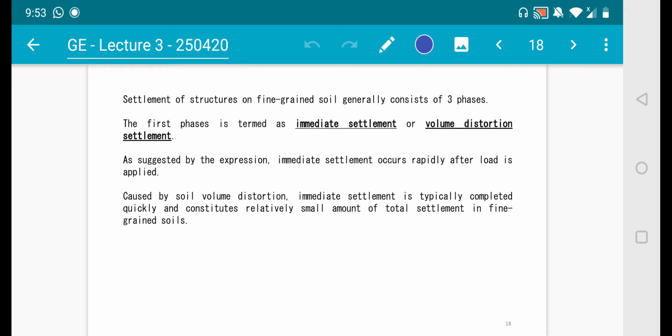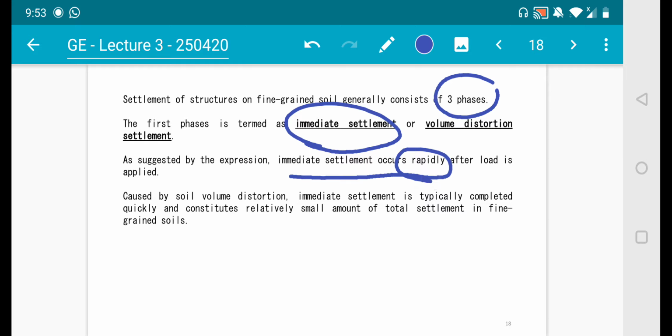Settlement of structures on fine-grained soil generally consists of 3 phases. The first phase is termed immediate settlement, or volume distortion settlement. I would like to just stick to immediate settlement here. As suggested by the expression, immediate settlement occurs rapidly after load is applied. Caused by soil volume distortion, immediate settlement is typically completed quickly and constitutes a relatively small amount of total settlement in fine-grained soils.